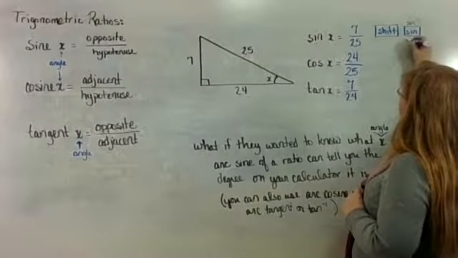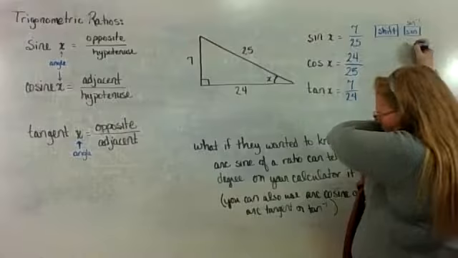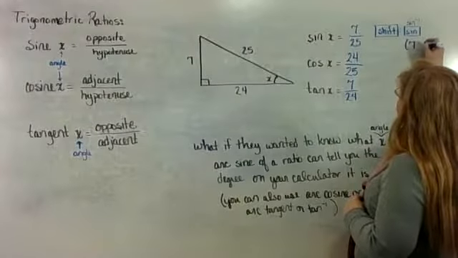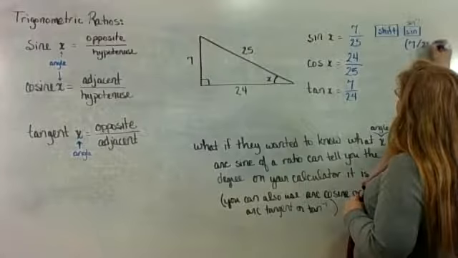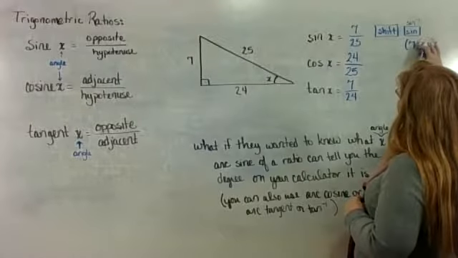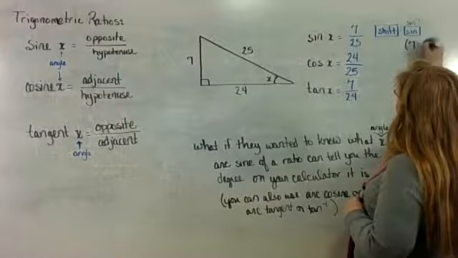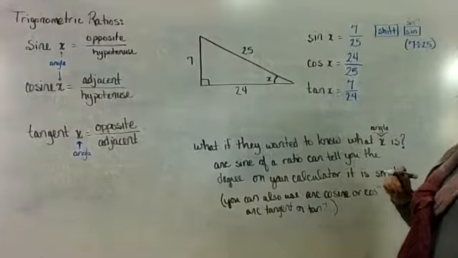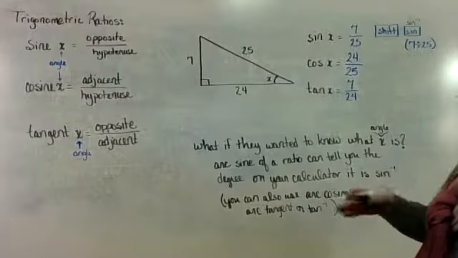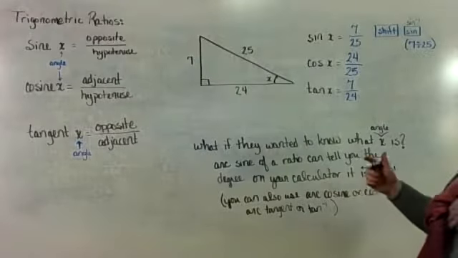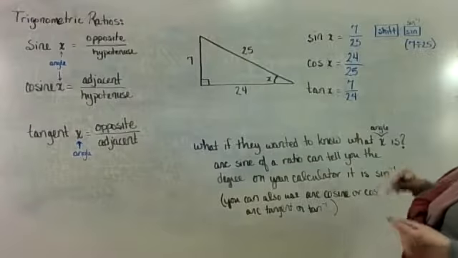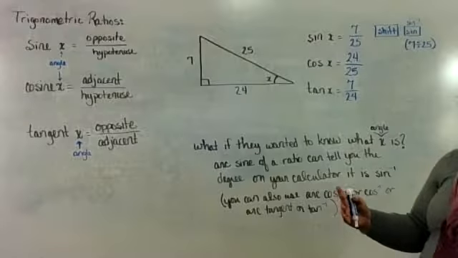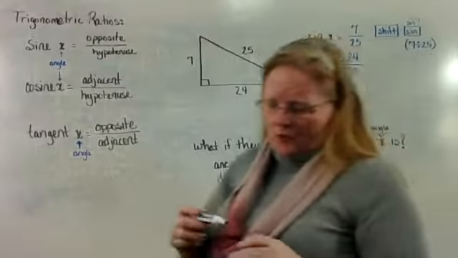And then you will punch in parentheses 7 divided by 25. Now, it's possible that your calculator wants you to figure that out first and then do shift sine inverse. I'm not sure because I'm not there, so I can't tell you which one it is, but I can tell you what the answer will be.